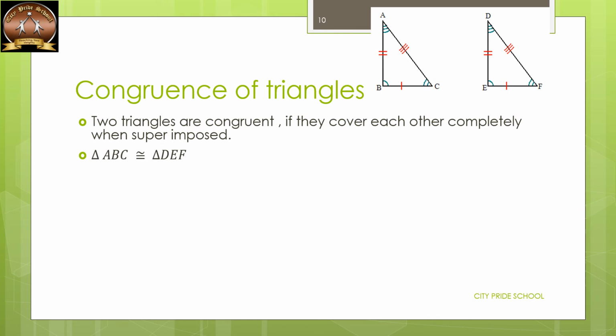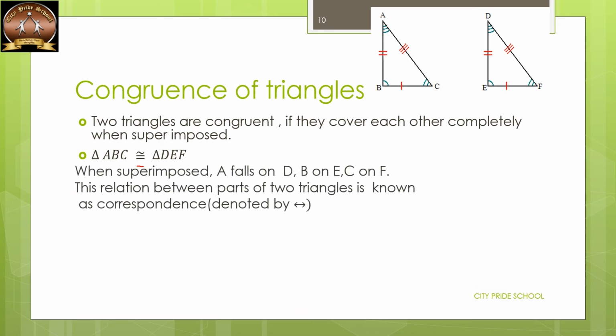And how will I represent this? I will write that triangle ABC is congruent to triangle DEF. So when superimposed, I can say that A will fall on D, B on E, C on F, and this relation between parts of two triangles is known as correspondence, and it is represented by this symbol.